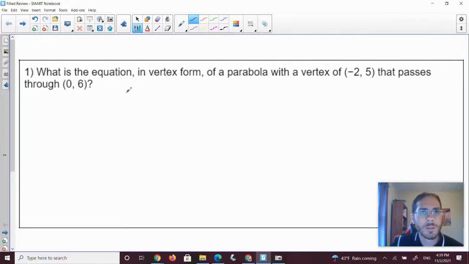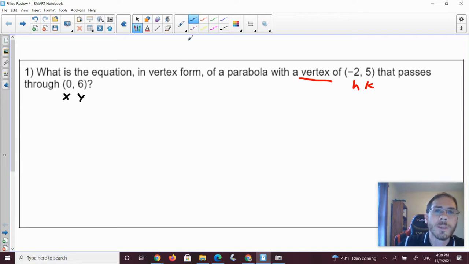All right, this is the Unit 2 review. So for the test, what's the equation in vertex form of a parabola with a vertex of (-2, 5) that passes through (0, 6)? So we can see here we've got a vertex, and we want the vertex to always be at (h, k). So we'll just put h and k underneath those two. We have another point over here, so we'll call that point (x, y).